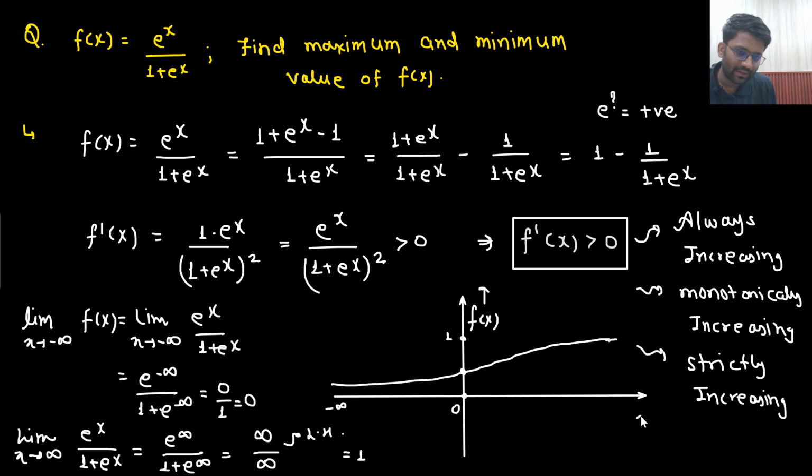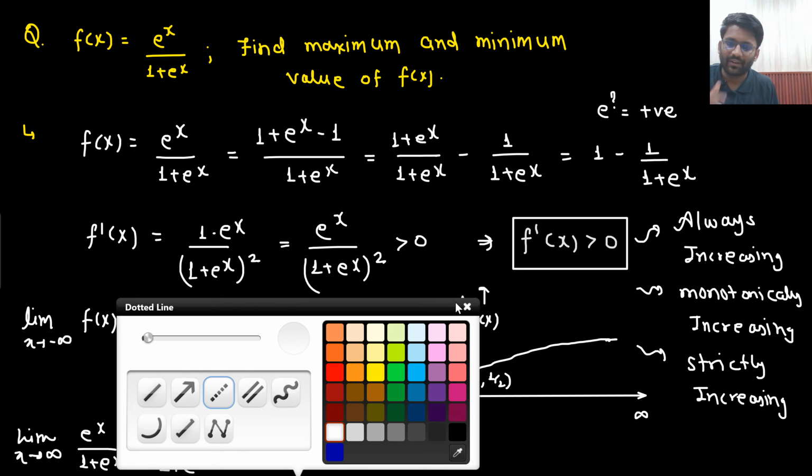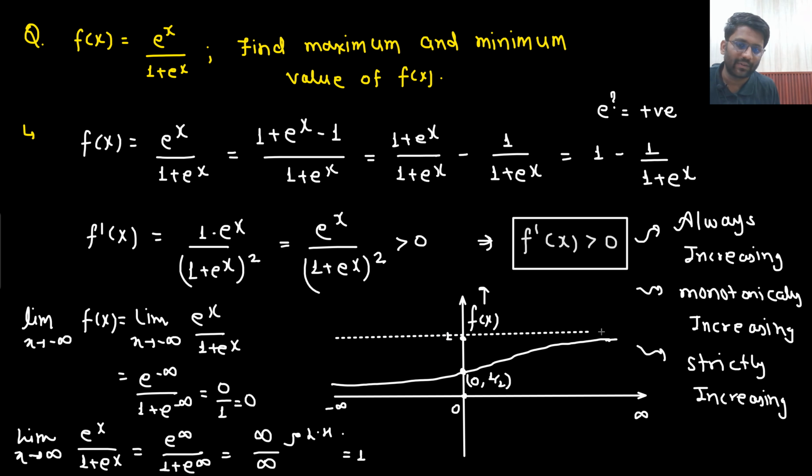Okay, and this is minus infinity, this is plus infinity. So at x equals to 0, the value will become 1 by 2. And then at infinity, the value will become 1. So this is how the graph will go, always increasing. So what is the maximum value? Fx maximum. So the maximum value this graph can attain is 1. Sorry, not 1 by 2. The maximum value this graph can attain is 1.